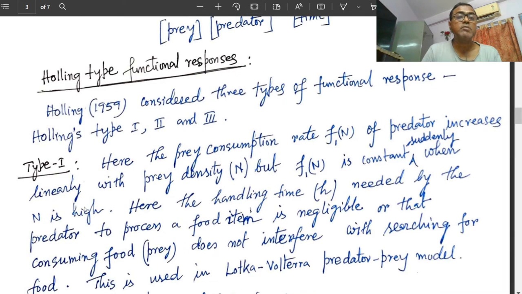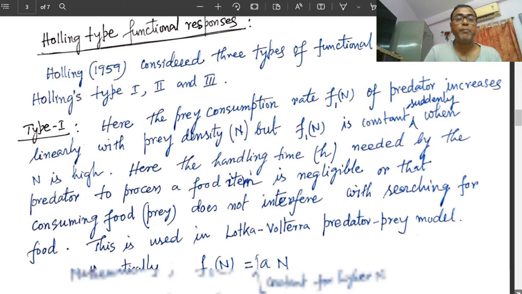Here the prey consumption rate F1(N) of the predator increases linearly with prey density, but F1(N) is constant when N is high. Here, the handling time needed by the predator to process a food item is negligible, or consuming food does not interfere with searching for food. This is used in the Lotka-Volterra predator-prey model.